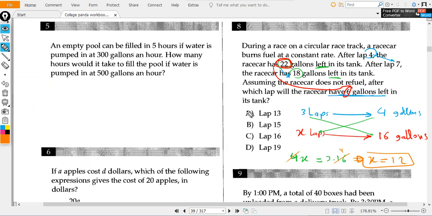Why? There is no answer equal to 12. Everything we did correctly. Why didn't we find the answer? Anyone know the trick here?